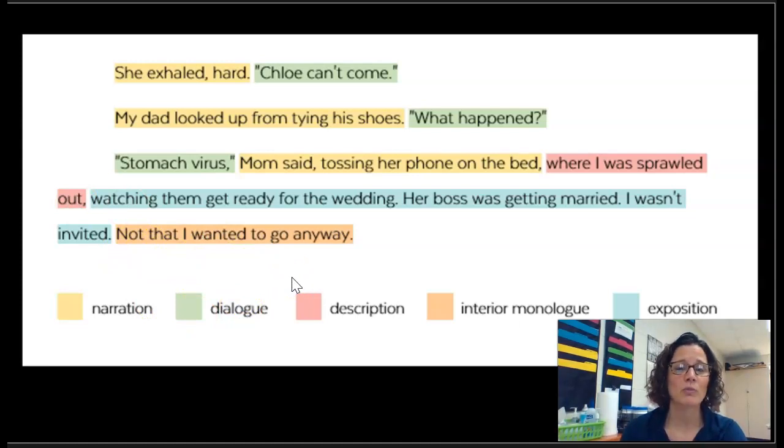And then we have exposition. Watching them get ready for the wedding. Her boss was getting married. I wasn't invited. That's part of the exposition, introducing what's going on in the story. Okay?